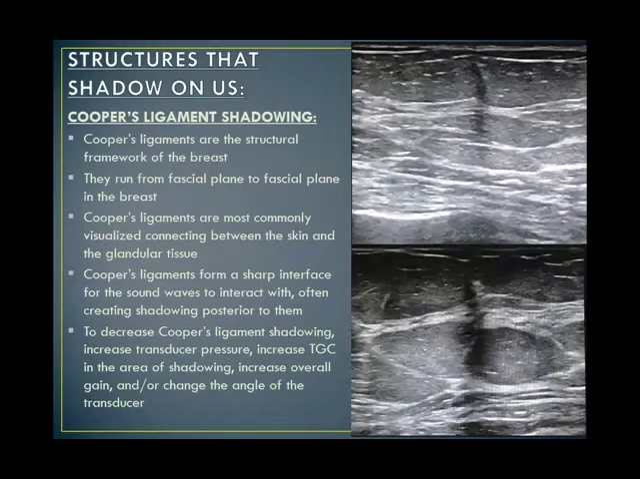So what shadows on ultrasound? Cooper's ligaments are the biggest, most notorious thing. Cooper's ligaments, we learned, are these white lines on ultrasound, the ligaments that hold up the breast, the framework of the breast. When we don't have sufficient transducer pressure in the breast, you'll get this line of shadowing that comes down from the Cooper's ligament. So it's one of the things we're going to practice next week, light transducer pressure versus firm transducer pressure. If your transducer pressure is not firm enough, you're going to see lots of shadowing coming down from the Cooper's ligaments.